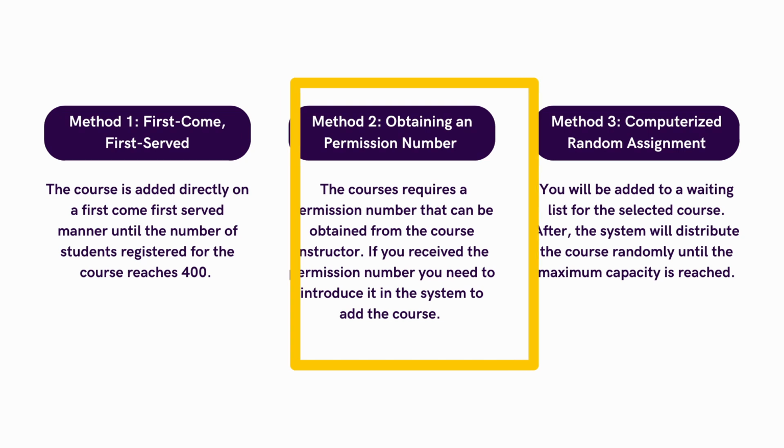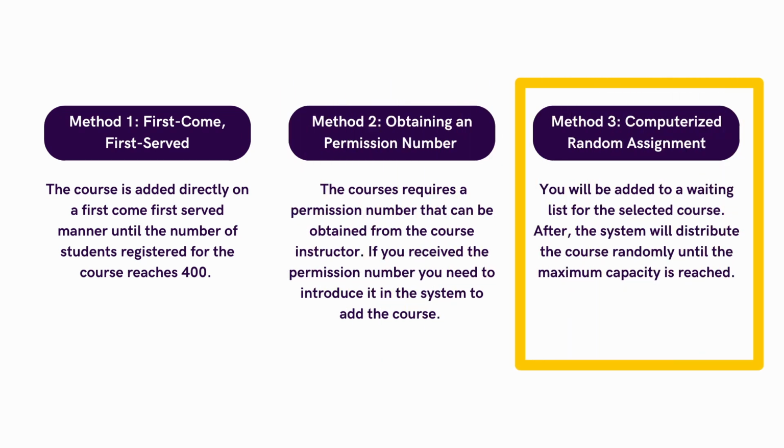Classes that use Method 3 are similar to the rules before the add and drop period. You will be added to a waiting list for the selected course, and the system will distribute the course randomly until the maximum capacity is reached.